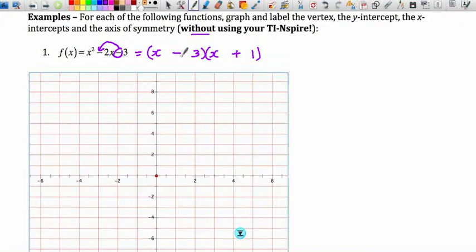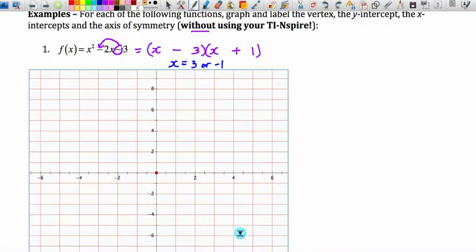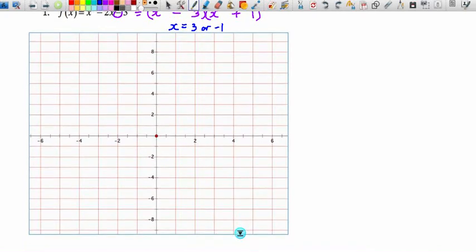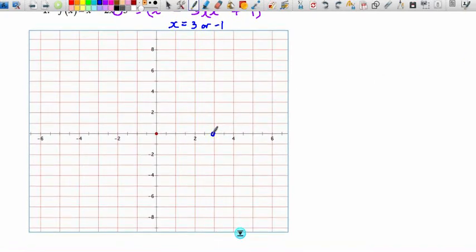X squared plus 1x minus 3x will give us minus 2x minus 3. Of course, hopefully what you recognize is that these will give us the zeros or the x-intercepts. Specifically, x will equal 3 or minus 1, and those are going to produce zeros. And so those are going to produce our x-intercepts. Of course, this is our x-axis, and we have our y-axis over here. And so we have intersection points of the x-axis at 3 and at minus 1.